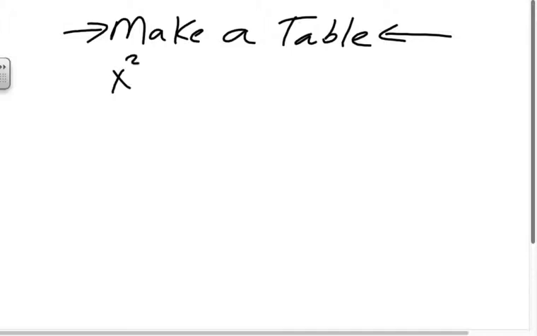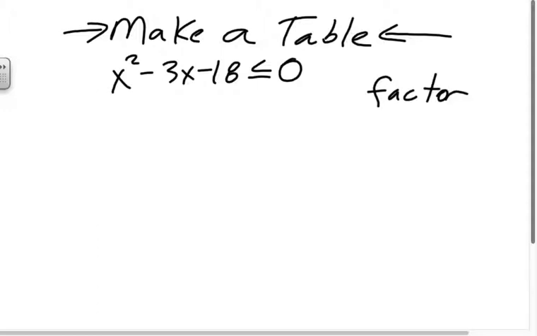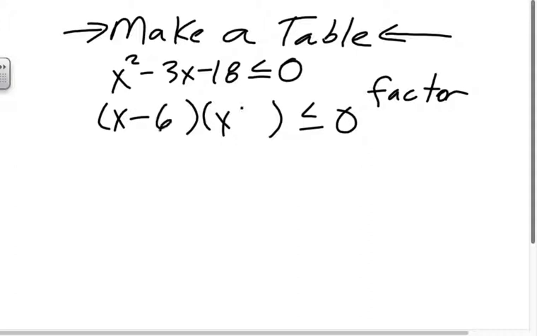x squared minus 3x minus 18 is less than or equal to 0. Step 1, factor. This is going to be (x minus 6)(x plus 3). Okay, now at this point we're almost ready to table it. Let's go in and take a look at some critical points.